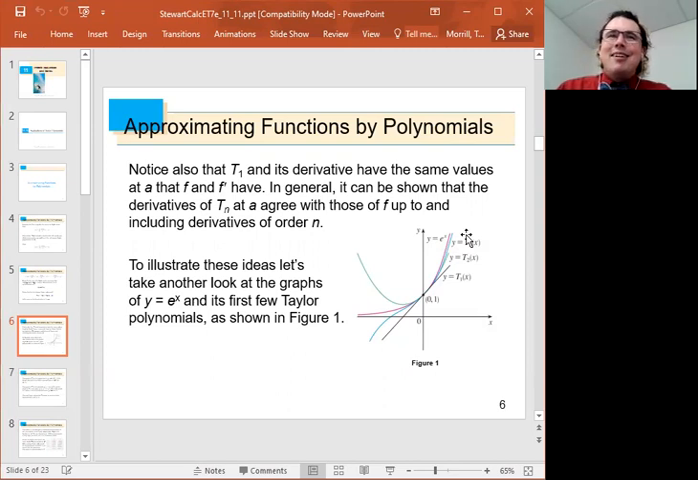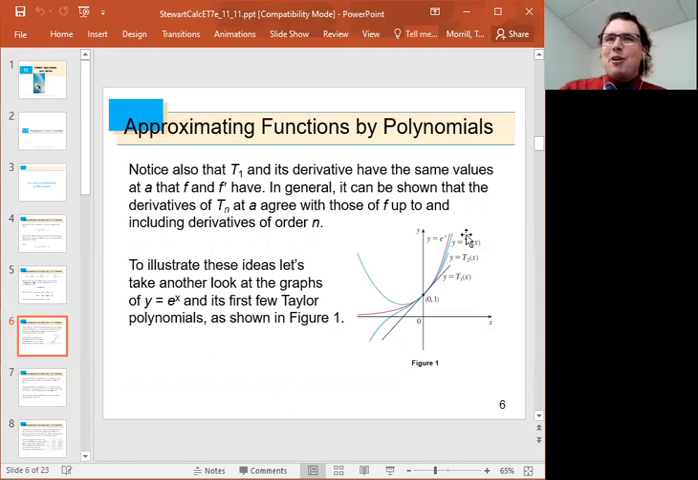But it's just one out of a whole family. The way I like to think about this is, how did we build the tangent line? We built up the tangent line so it has the same value as the function, and it has the same derivative as the function, right? We needed that f prime. The second Taylor polynomial uses the second derivative of the function.